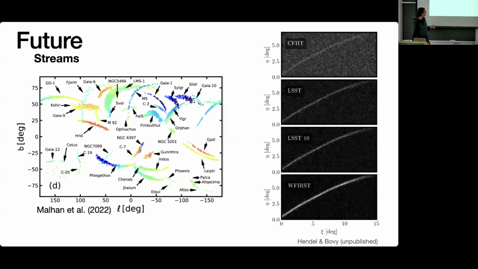So in the future, I think we'll get a lot more data. We'll get more streams from things like the Rubin telescope. This is an example stream; the top is what we have right now. LSST, Rubin 1 year will give us much better maps. 10-year maps will be even better. Roman will do even better than that for streams in the Milky Way, also for streams in external galaxies.